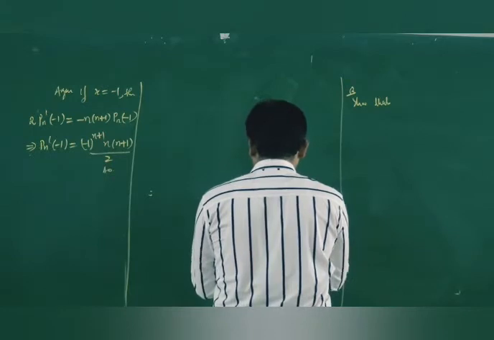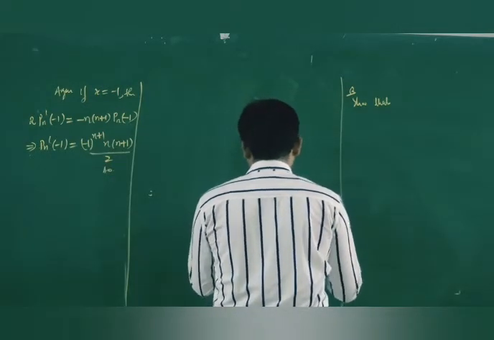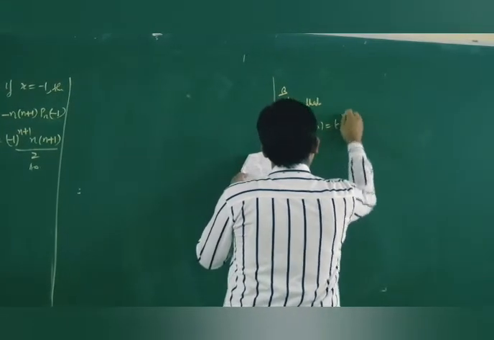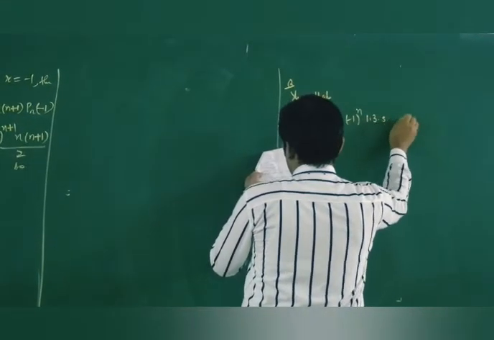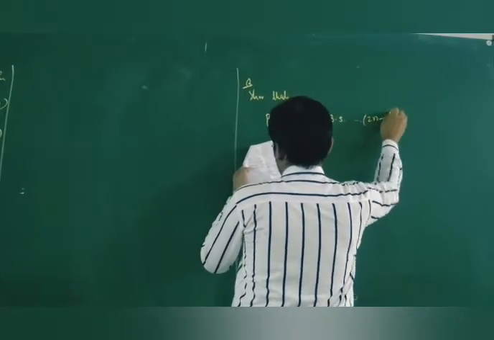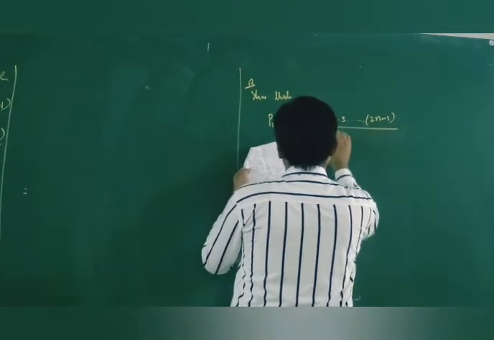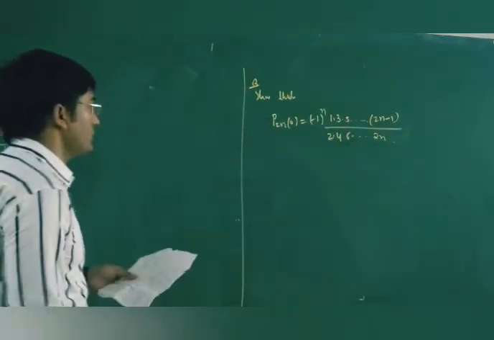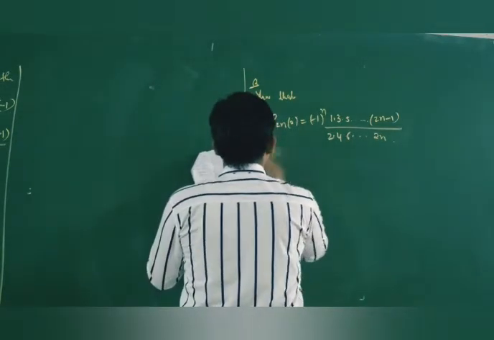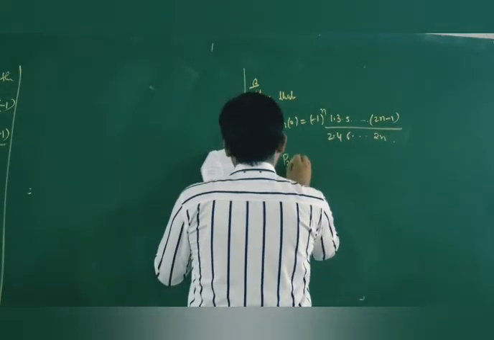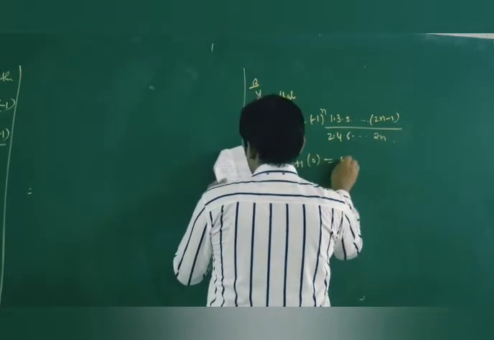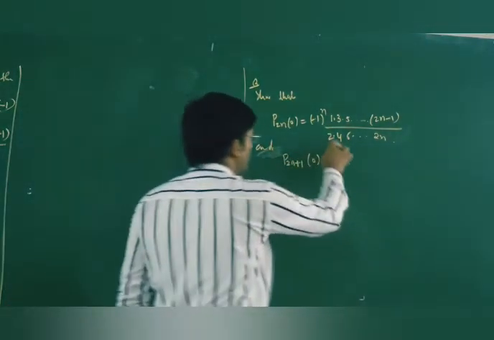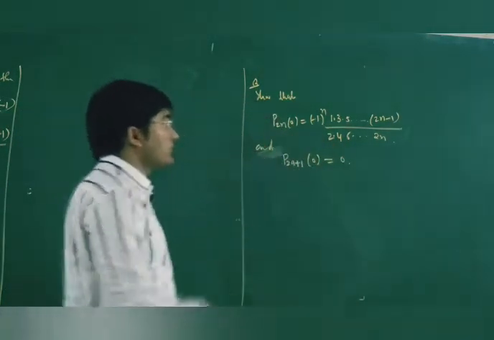So that your P2n(0) is equal to minus 1 power n, then 1, 3, 5 dot dot 2n minus 1 divided by 2, 4, 6 dot dot 2n. Here we have to prove that this is equal to this one, and your P2n plus 1 is equal to 0. So we have to prove that this is equal to 0 and this P2n is equal to this one.